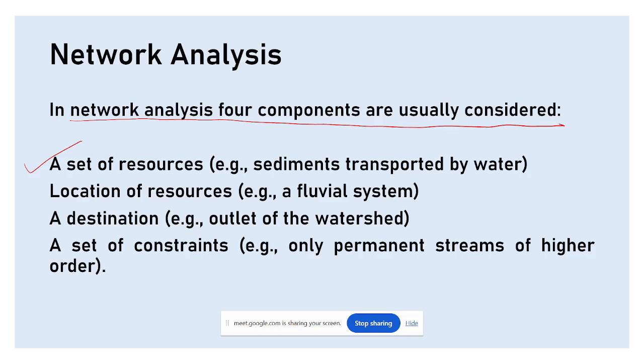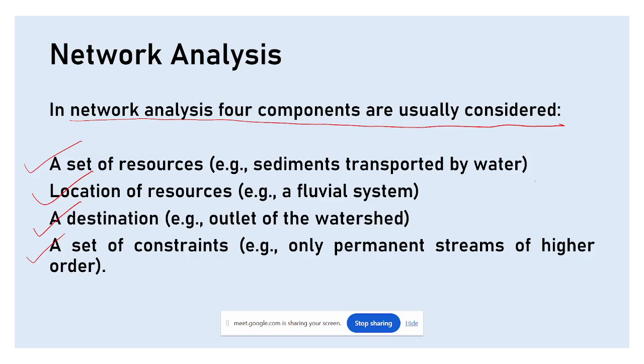So the set of resources is the sediments that are transported by water; the location of resources, that is the fluvial system, obviously the river system; a destination where the outlet of the watershed is present; and a set of constraints like only permanent streams of higher order. So it's basically the resource: what you want is the sediments transported by the water, and whatever sediments are there, that is obtained from what? You get it from a fluvial system.